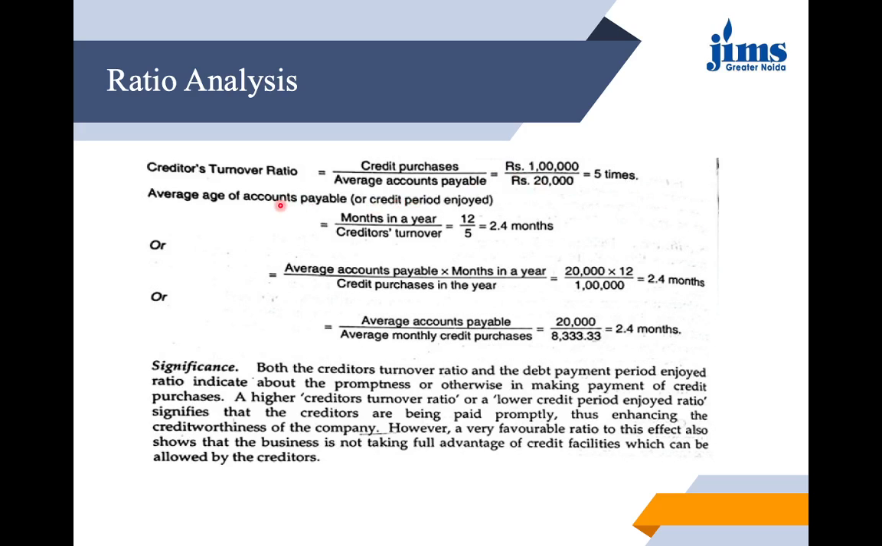Now let us see how to calculate the average age of the payables. Months in a year upon the creditors turnover, coming out as 2.4 months. With the other two formulas also you can calculate and see and cross verify it.